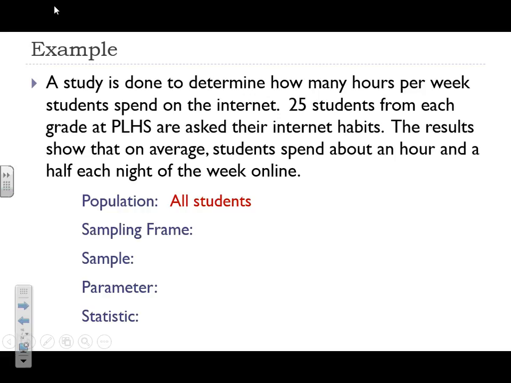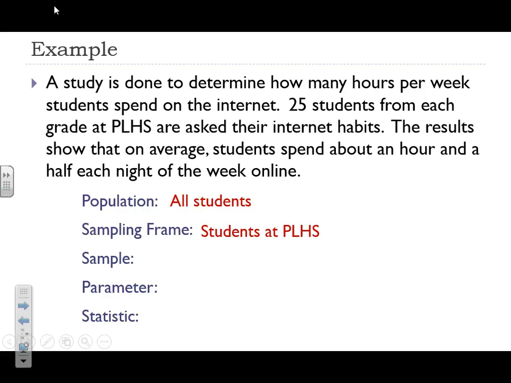What is our sampling frame, Kristen and Larissa? For a student at PLHS and the different grade levels. Okay? So it'd be all of our students at PLHS, right? So they took 25 students from each grade at PLHS, which means they had access to all students at PLHS. So our population was all students. The people we had access to, our sampling frame, were students at PLHS. Everyone okay with that? Okay.